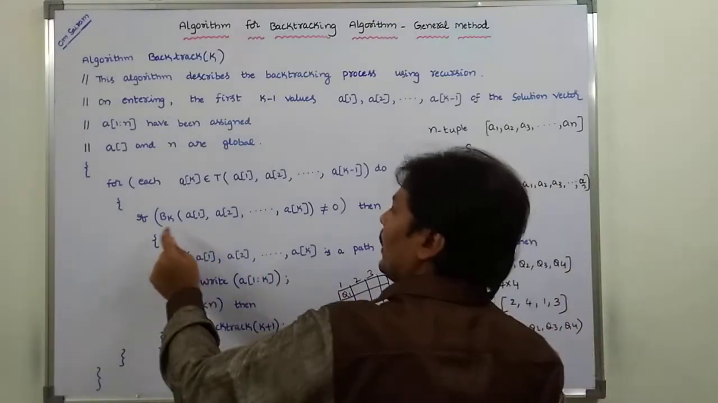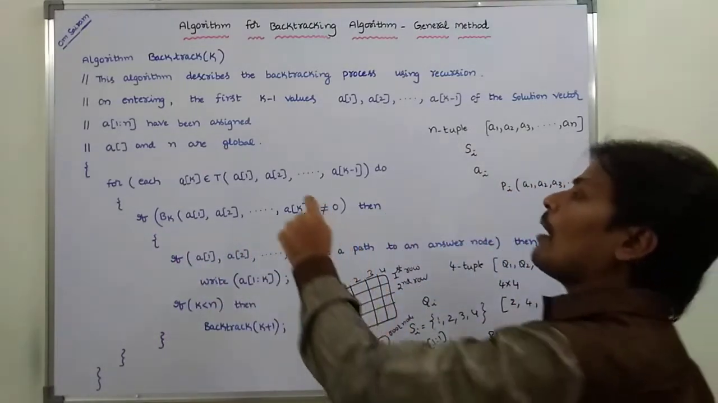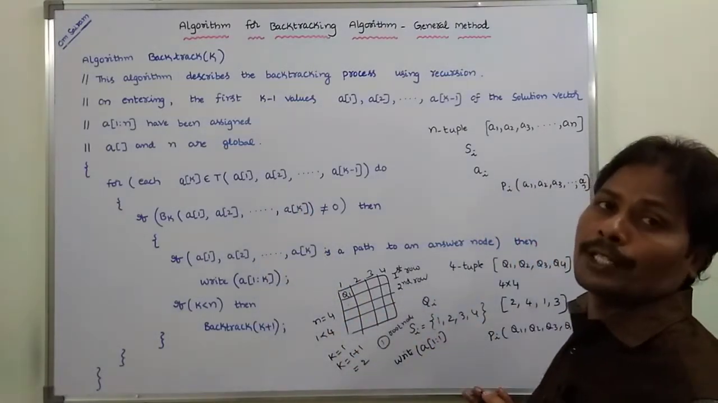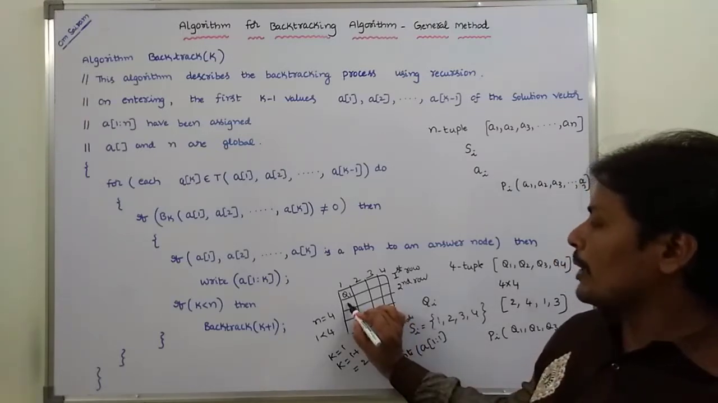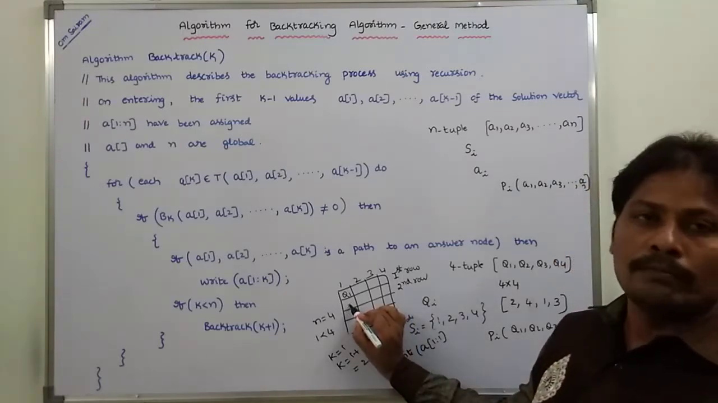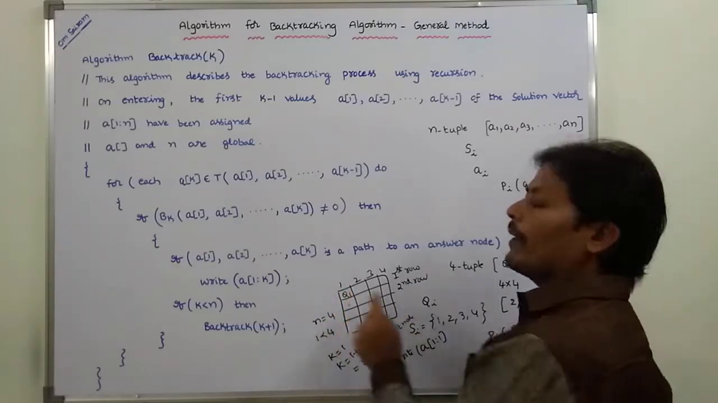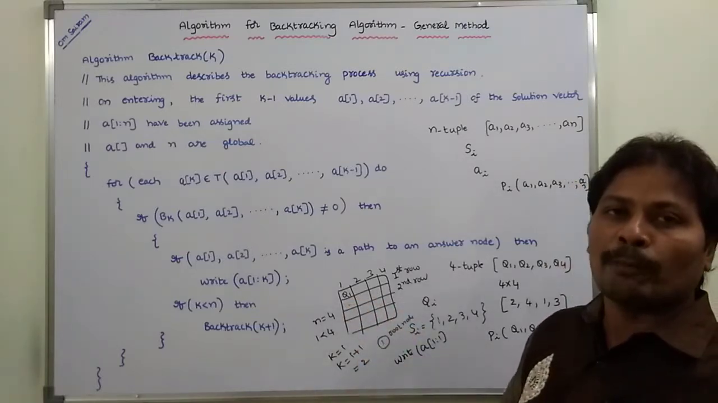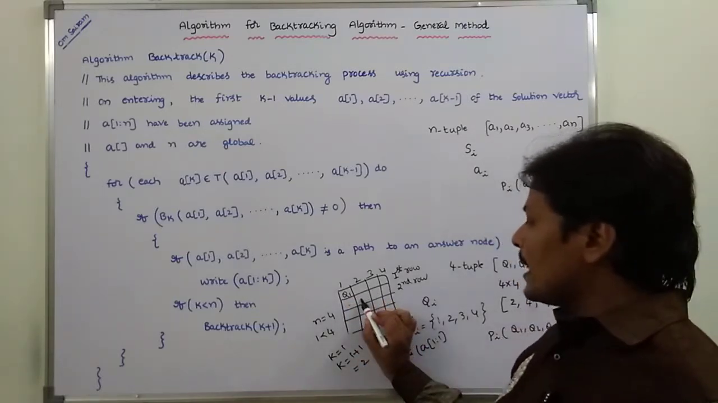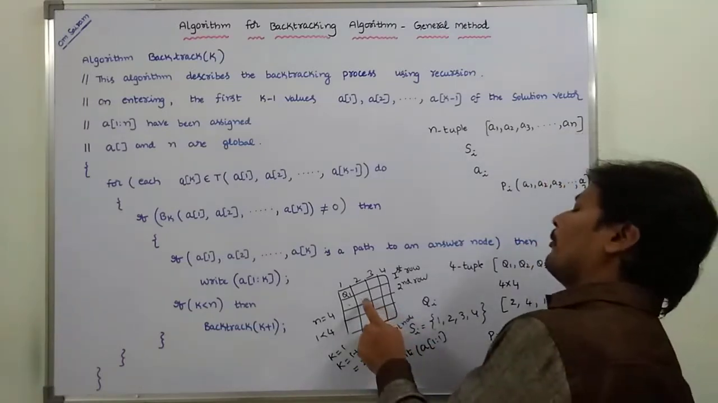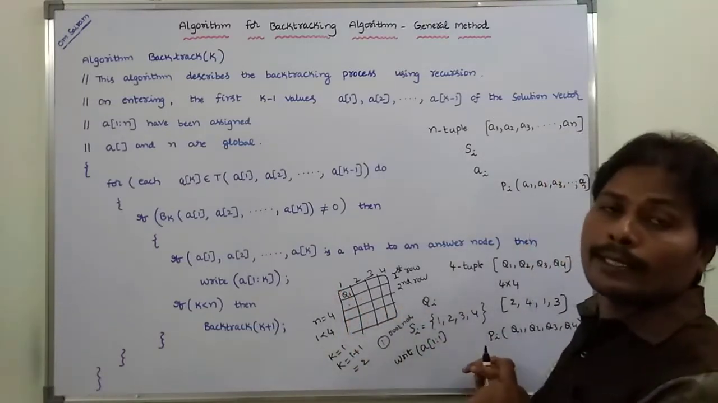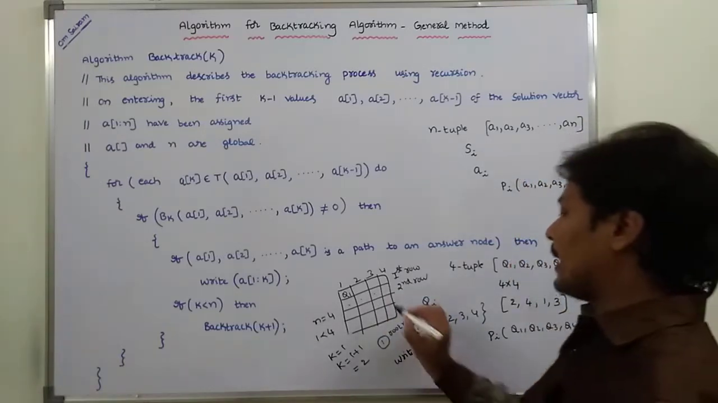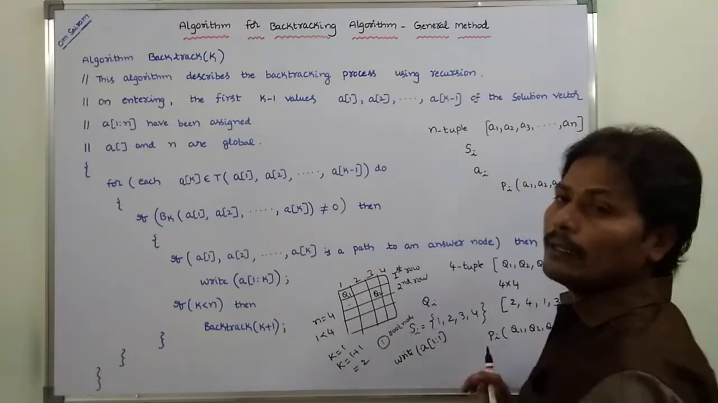Whatever the column number we choose, it has to satisfy the bounding function. So can queen 2 be placed on this column? No, because queen 1 and queen 2 are on the same column, so this position is not possible. Can this position be chosen? No, queen 2 and queen 1 are placed on the same diagonal, so it is not possible. So should we choose this position? Yes, queen 2 can be placed on this column.